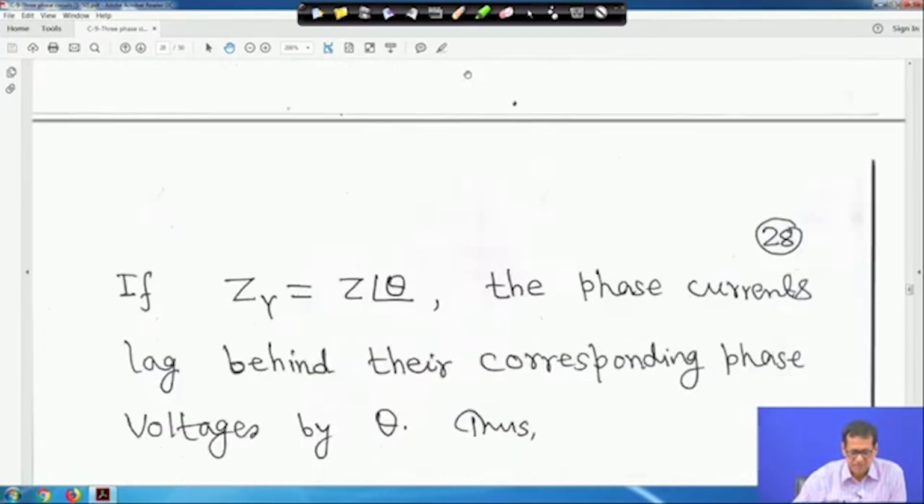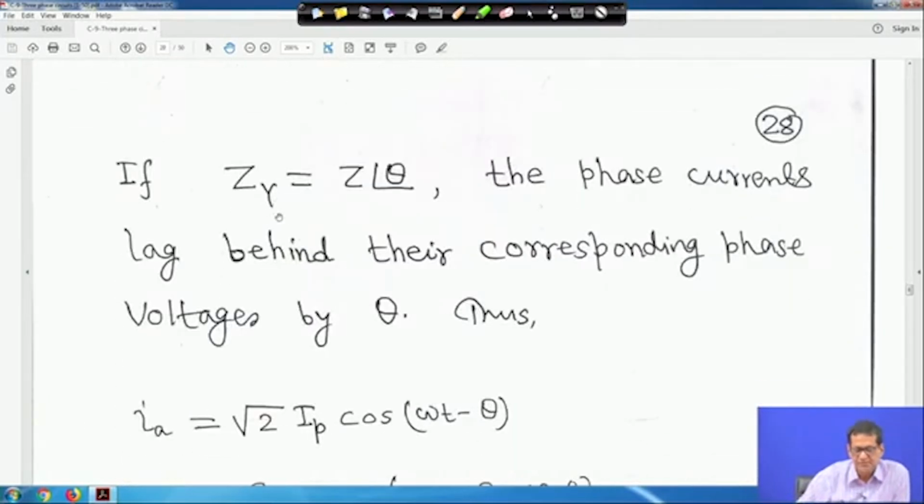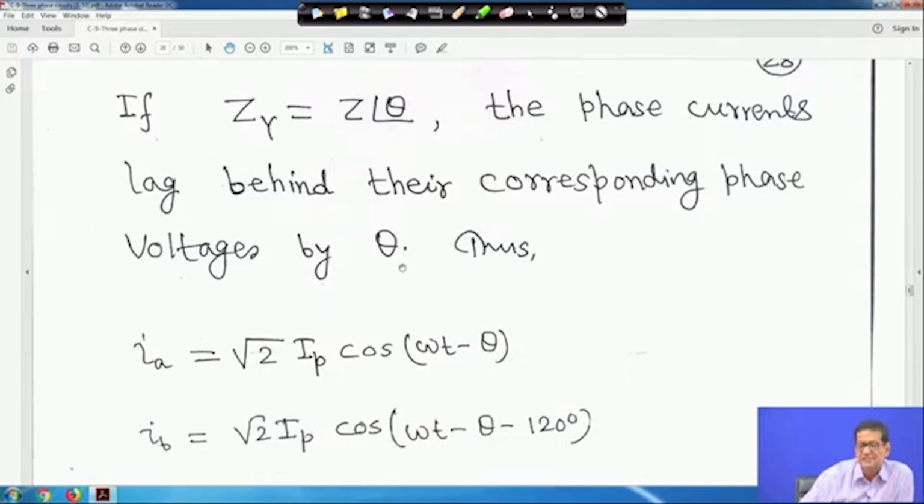Now the impedance Z of the star is Z angle theta. The phase current lags behind the corresponding phase voltage by theta. This is my star impedance Z, the impedance of the star connected load. It is Z angle theta, and it is a balanced one. The phase current lags behind the corresponding phase voltage by theta.